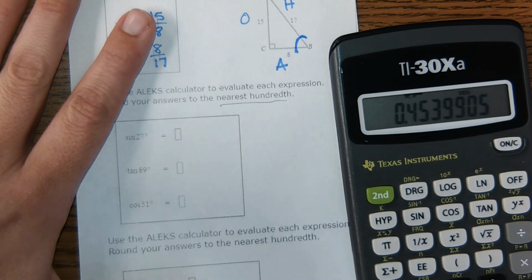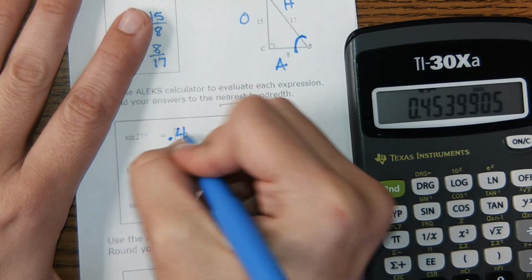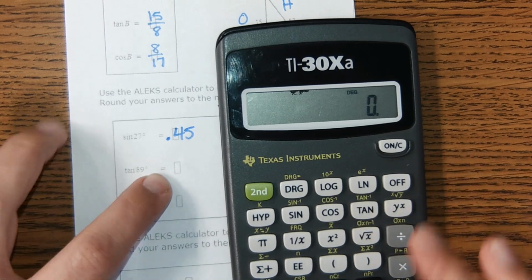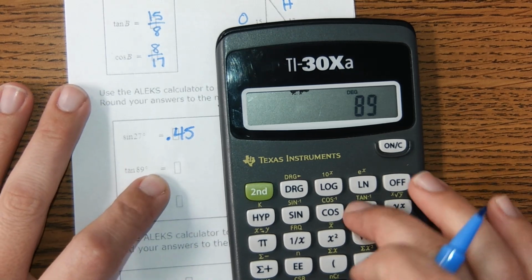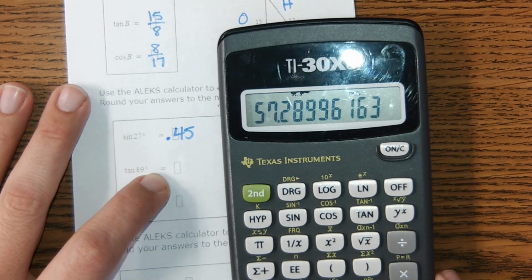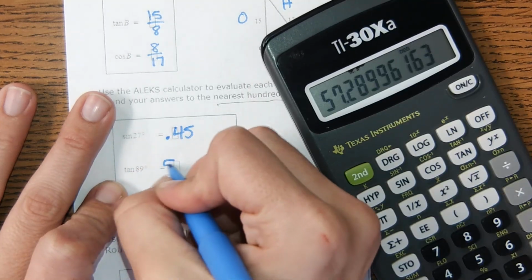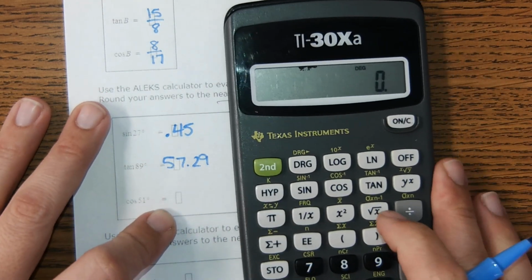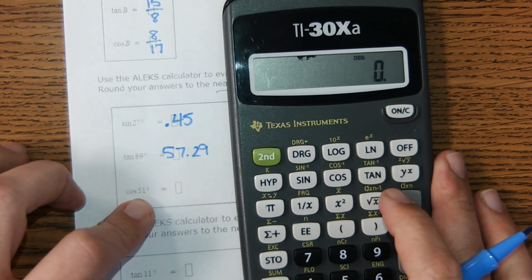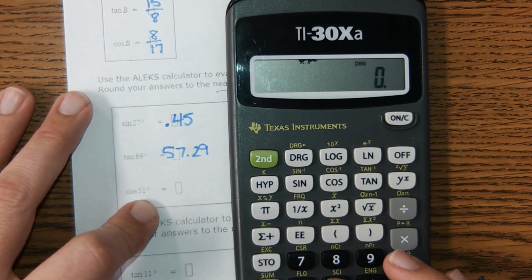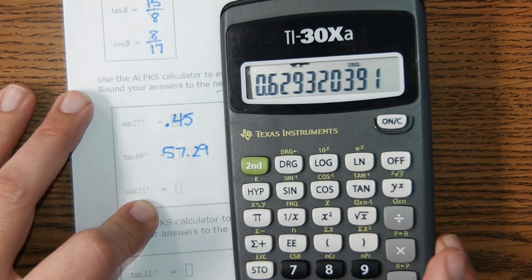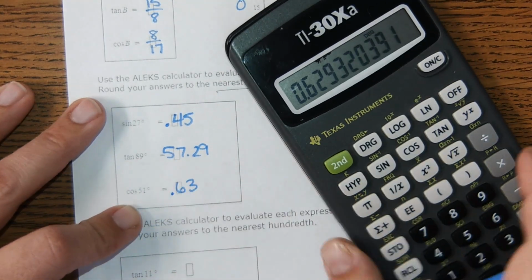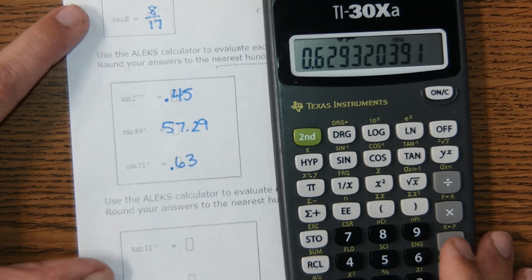It said hundredths, so 0.45, and I write that down. The next one, tan of 89, we put 89 in the calculator, and then hit tan, and you get 57.29, and you just write that down. And cosine of 51, so 51 cosine is 0.63. And that's all we're doing.